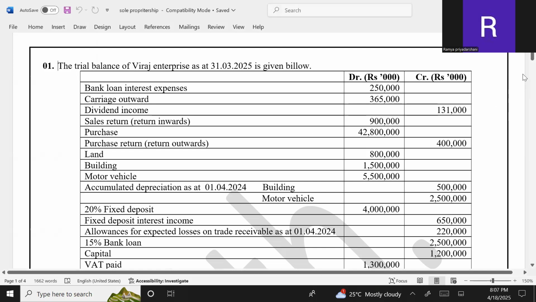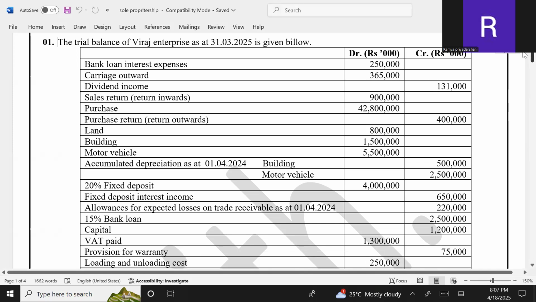The trial balance includes assets, liabilities, income, expenses, as well as equity. Income and expenses should be recorded in the income statement. Assets, liabilities, and equity should be recorded in the statement of financial position. Therefore, we are going to discuss how to prepare financial statements based on the trial balance. The trial balance given is as at 31st March 25.